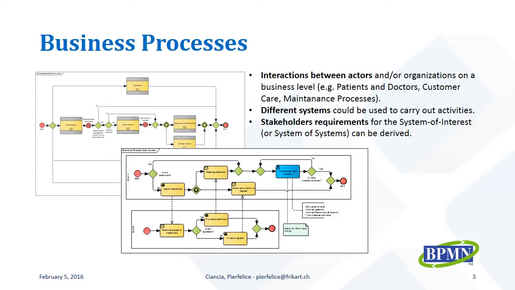Business processes describe interactions between actors and/or organizations on a business level. Examples of business processes in the medical technology domain are interactions between patients and doctors during therapy processes, or even customer care processes or maintenance processes. In order to carry out all the activities in those processes, one or many different systems can be used, and at this level, stakeholder requirements for the system of interest or for the system of systems can be derived.